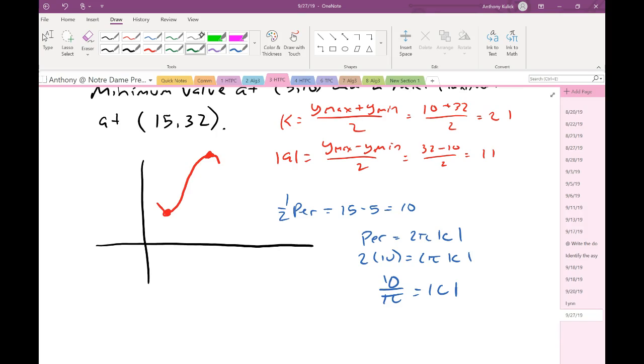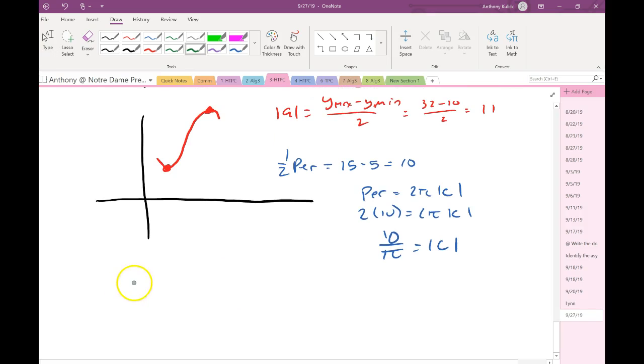Cosine. Why would I want to pick cosine here? Because I know about the maxes and mins. If I know about maxes and mins, I want cosine. If I know about midline, or if I'm just given a generic point, I'd want to use sine. Okay with that idea?